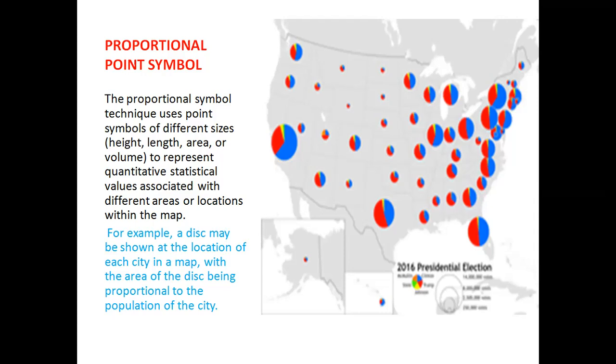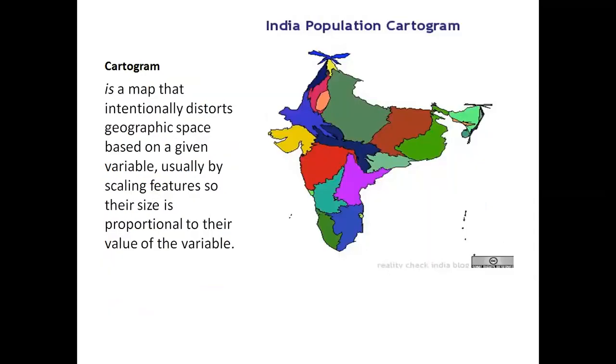Okay. And another thematic map is the India population cartogram map. What is meant by cartogram? It is a map that intentionally distorts the geographic space based on a given variable, usually by scaling features so their size is proportional to their values of the variable. So this thematic map shows the India's population cartogram, SC population especially.